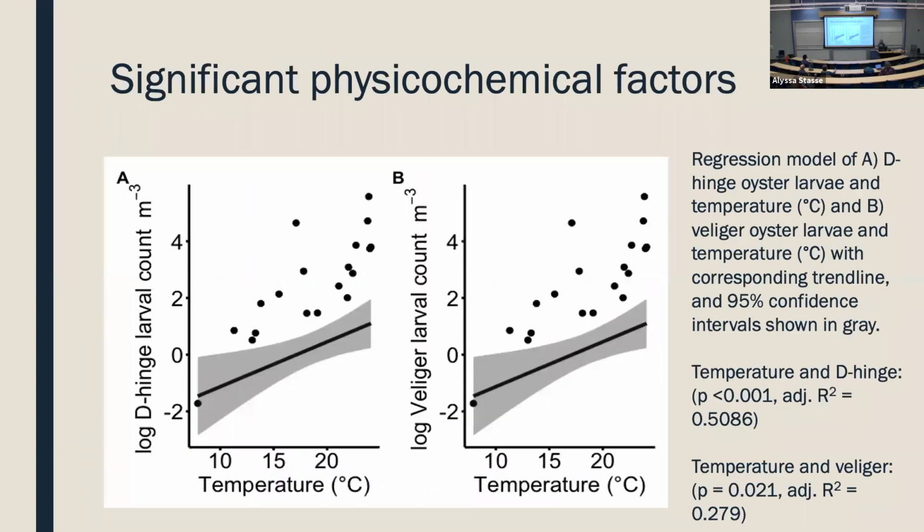When I ran the regression models on physicochemical factors, I found that temperature was the only physicochemical factor that was significant. It was significant in both D-hinge and veliger larval counts. So that is that plotted out. As temperature increases, the number of veliger and D-hinge larvae also increase.